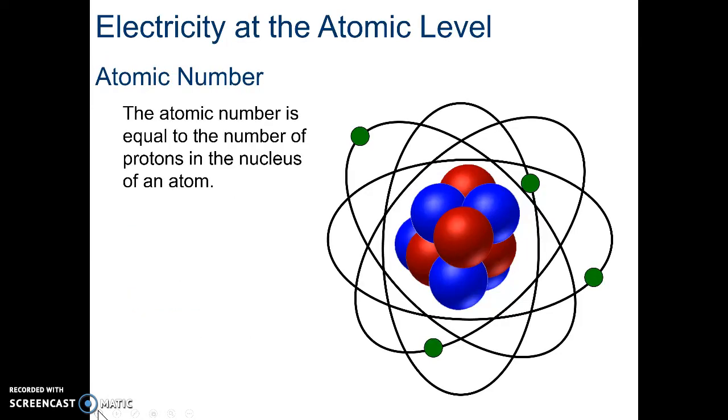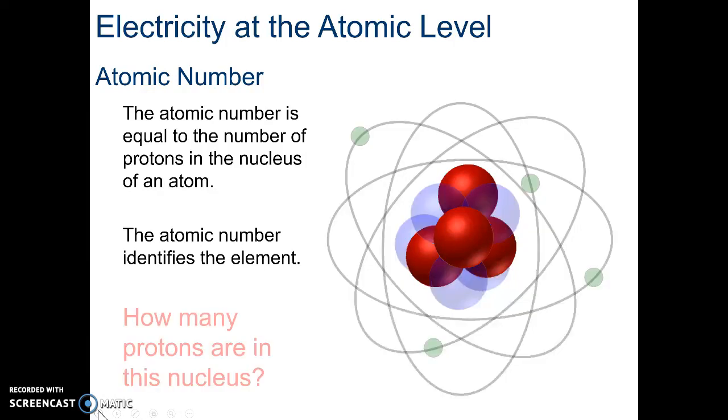The atomic number is the number of the protons in the nucleus of the atom, and it is the identifying factor of that atom. So if we look at this atom, how many protons are in this nucleus, and we can count up the red spheres, and we see 1, 2, 3, 4.